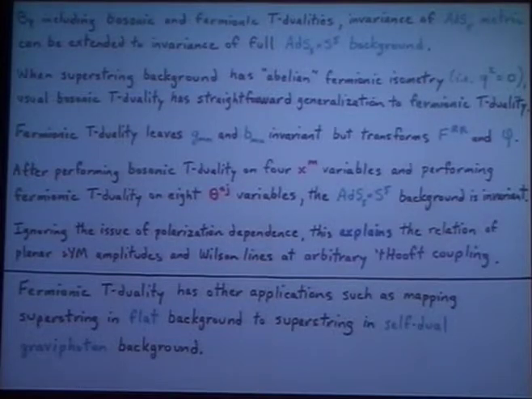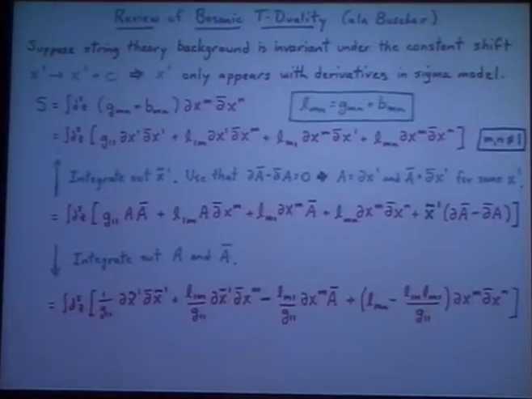Okay, so there are probably other applications of this fermionic T-duality. So one that I will discuss is it actually relates a superstring in a flat background to the superstring in what has been called a self-dual graviphoton background. Okay, so let me start by giving a review of bosonic T-duality a la Buscher. So I'll go a little bit slowly, but this should be completely straightforward.